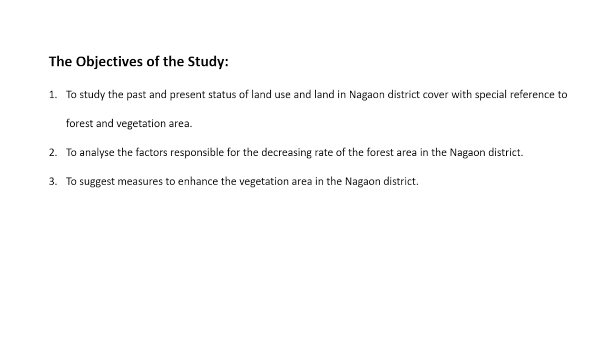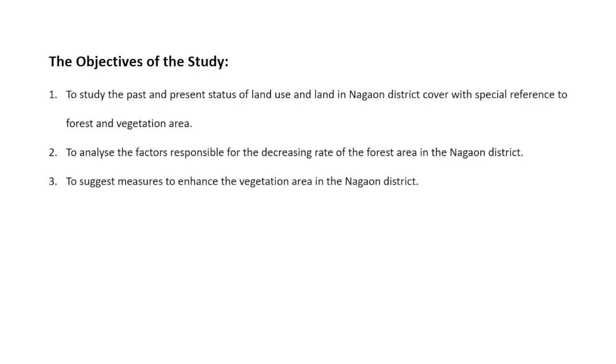The third objective is to suggest measures to enhance the vegetation area in Nagaon district. Based on the findings from the first two objectives, this part of the study will propose actionable strategies to increase forest cover and improve vegetation management. These measures could include reforestation programs, community-based forest management initiatives, policy reforms, and promotion of sustainable agricultural practice. The goal is to develop practical and effective solutions that can be implemented at local, regional, and national level to restore and preserve the district's forest resources.